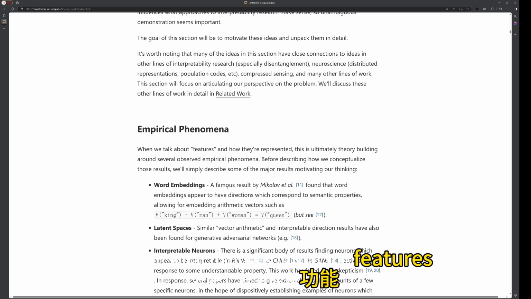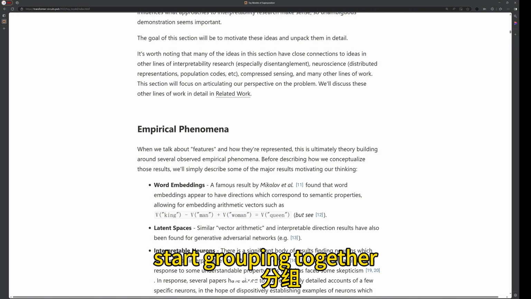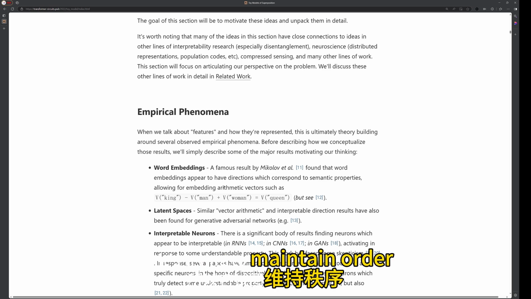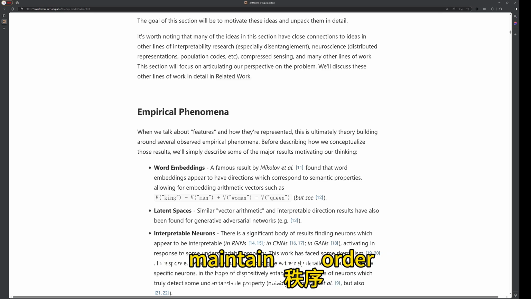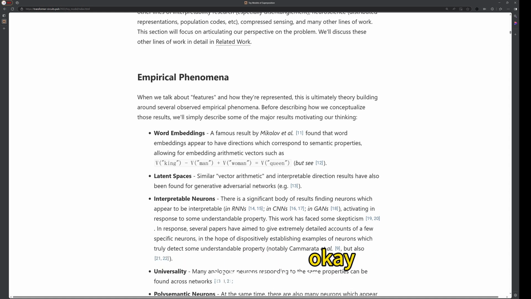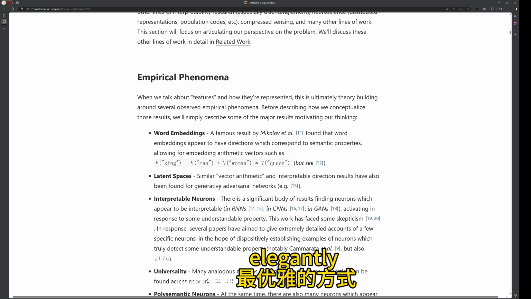And what happens is that the features start grouping together on specific sets of neurons. So it's trying to maintain some order here, even though it has to blend the features. It's fascinating how it does that. It's like it's saying, okay, I have to play by these rules, but I'm going to do it elegantly. In the most elegant way possible.